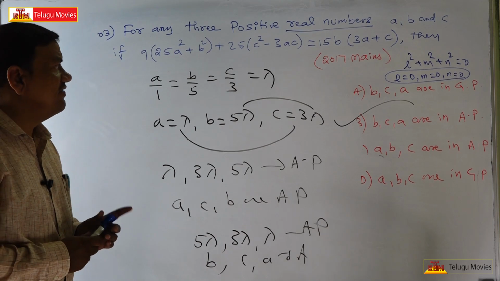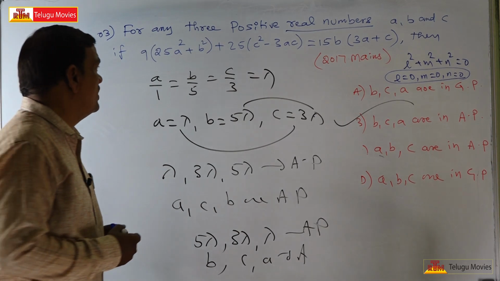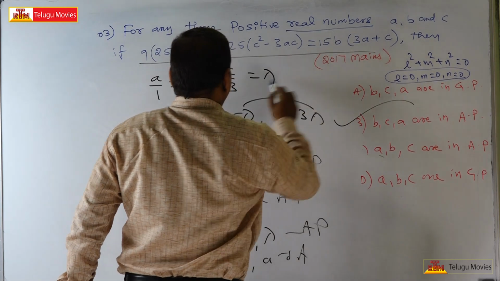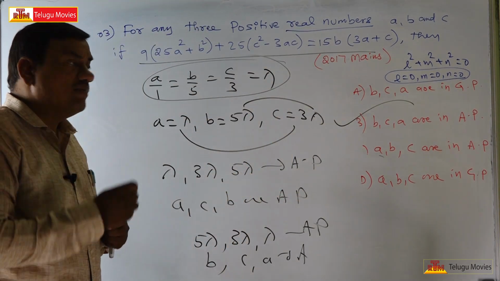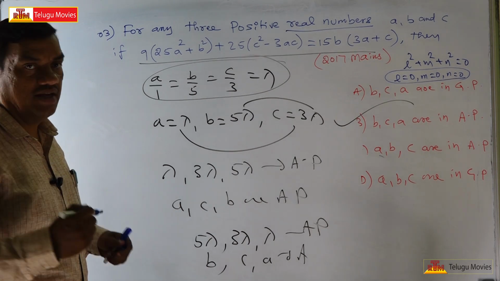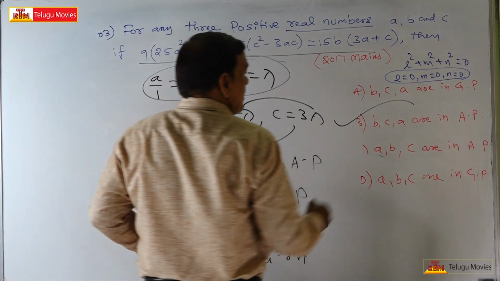Okay, now, so very, very interesting problem this is. The only thing is you have to convert this equation in this form, a by 1 is equal to b by 5 is equal to c by 3. So one more option verification is also there. That is, in place of a, put 1.